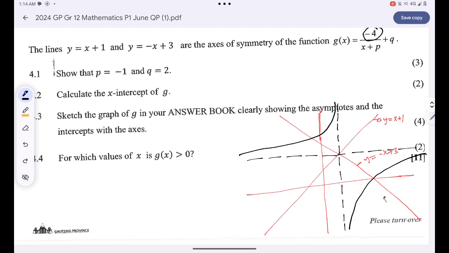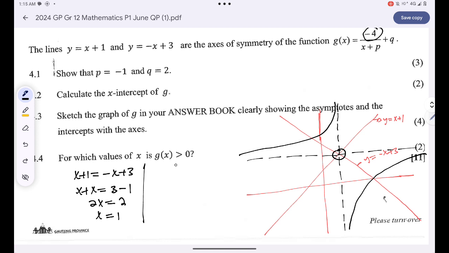Are you together? All I have to do is to simply find the values of p and q. The values of p and q will be at the point of intersection of my axes of symmetry. How do I find the point of intersection? Just equate the two graphs. I'll simply say x plus 1 is equal to negative x plus 3, right? So therefore, whenever I take the x to the other side, I'll have x plus x, and then I'll simply have 3 minus 1. This will give me 2x is equal to 2, then x is 1. Are you together? x is 1.